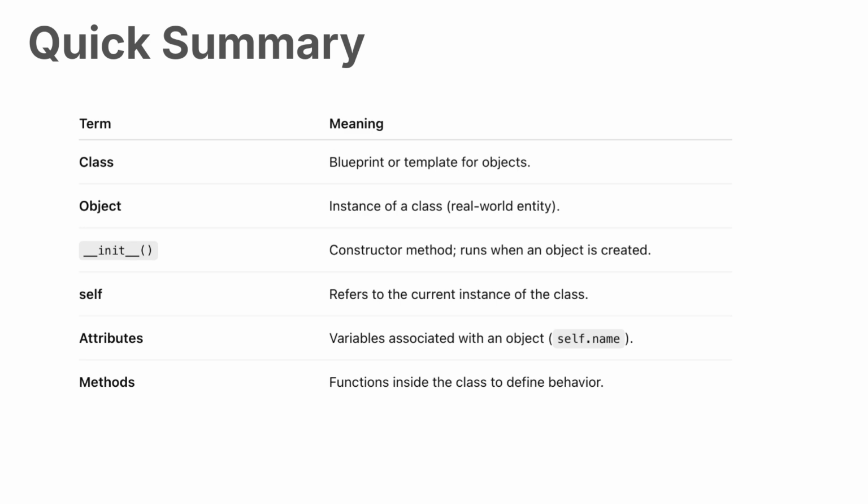Init. This is called the constructor method. It runs automatically whenever you create a new object. It's used to set up the object's initial data, attributes. Self. Self refers to the current object instance you are working with. It helps the program know which object's data is being accessed or modified. Attributes. Attributes are the data or properties of an object, like color, brand, model, and so on. They describe the state of the object. Methods. Methods are functions inside a class that describe what the object can do.